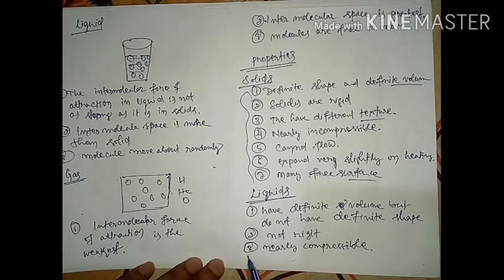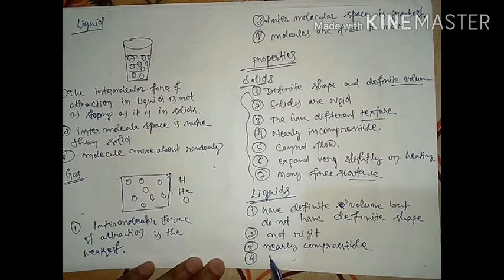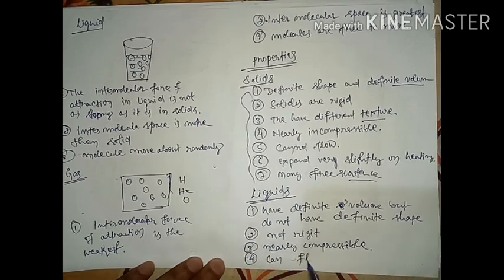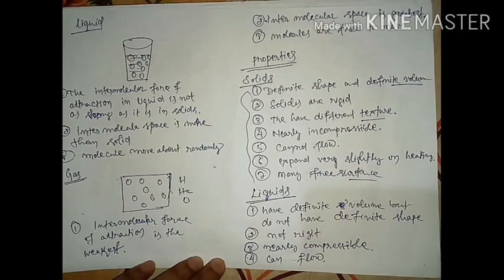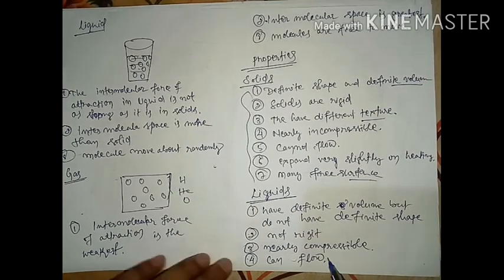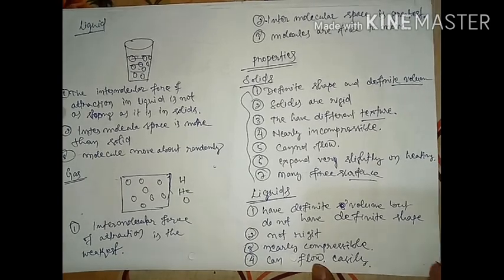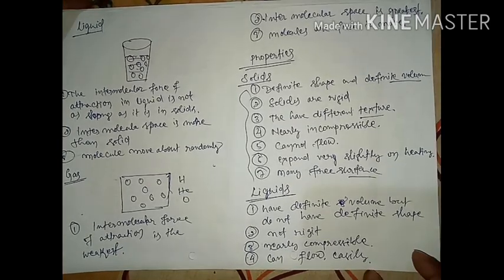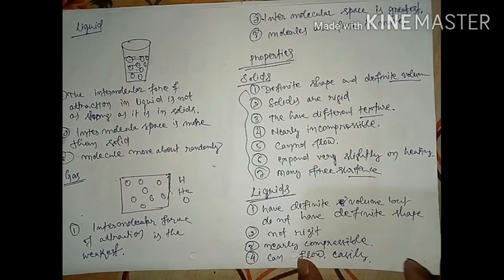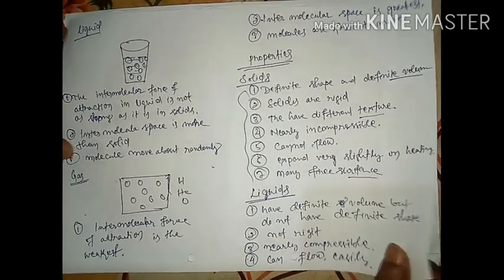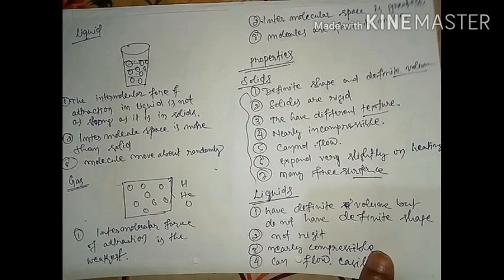And fourth point, this one can flow. Liquid can flow easily, and liquid always flows from top to bottom. So these are the four points. Some more points I am writing about this liquid.